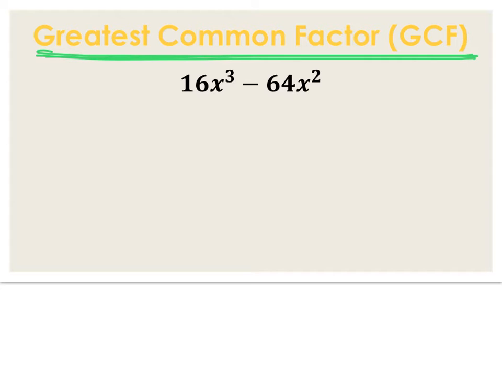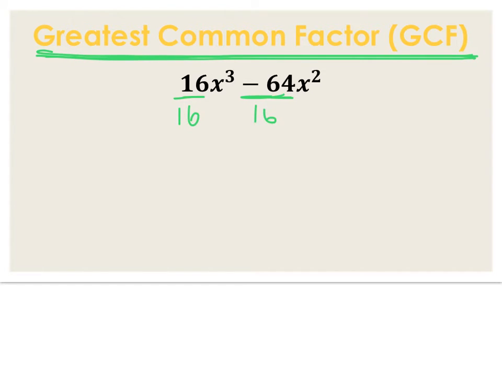So I'm looking at this and I'm thinking, okay, I like to look at my coefficients first. I see 16, I see 64, negative 64. What can I divide both of those by? The biggest number that I can possibly divide both of those by. You could think 2, sure. You could think 4, absolutely. 8, yep. Think even bigger though. I can divide both of those by 16. I can take 16 out of both of those.